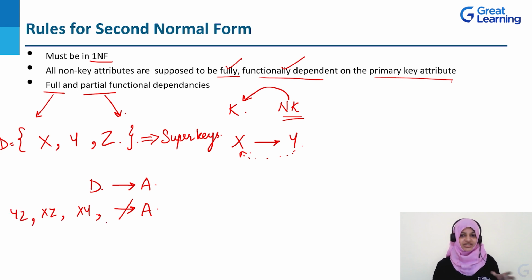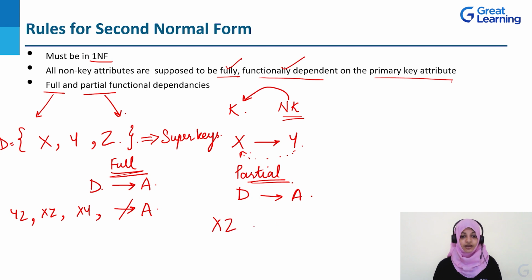So what does this actually mean? It means that D, or the combination of x, y, and z, is the only one together which is able to uniquely identify A. This is full functional dependency. So let's understand what partial dependency is. In partial dependency, if D is able to determine or define A, then maybe XZ could also be able to define A, or X would be able to define A, or Z would be able to define A.